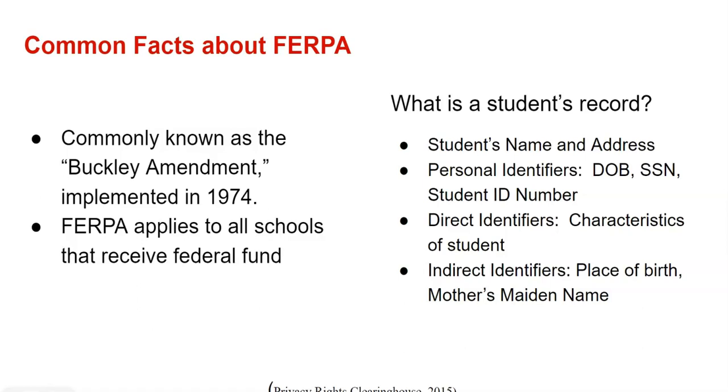Now, FERPA protects our school records. So what is in a school record? We have our student's name and address, personal identifiers such as date of birth, social security number, your student ID number, direct identifiers, which are characteristics to students such as birthmarks, glasses, green hair, anything that can be visually seen. And indirect identifiers would be like place of birth, mother's maiden name, anything like that.